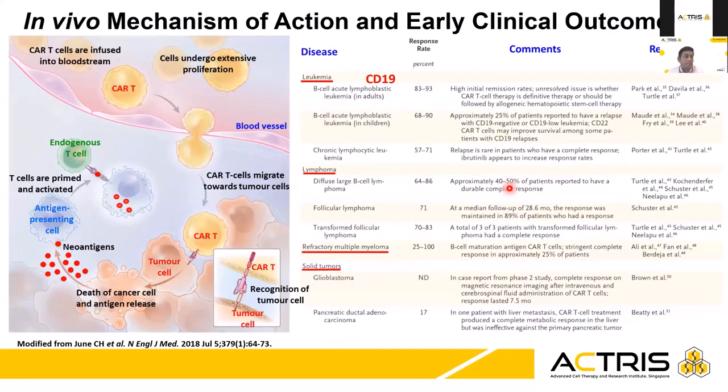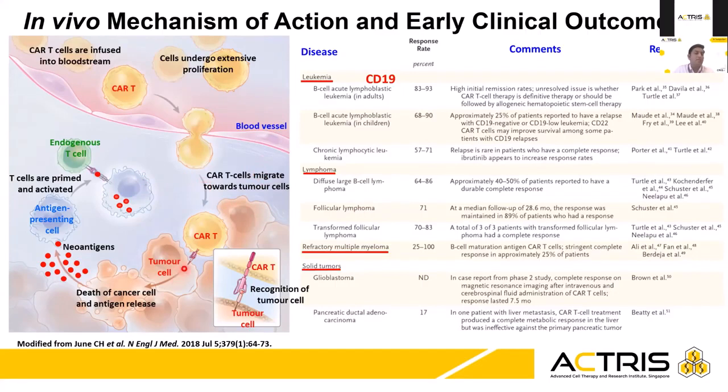So how does a CAR T cell work when it has been given to a patient? CAR T cells are infused into a patient's bloodstream, in a very similar way to how a hematopoietic stem cell transplant is done. Once the cells enter the patient's body, they undergo extensive proliferation, and then through the blood vessels, they travel to the site where the tumor cells are.